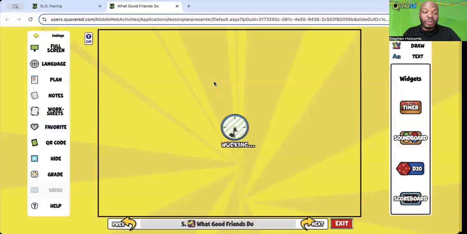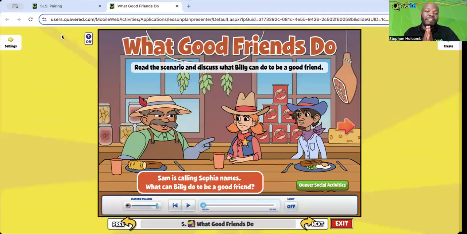Again, if you have the Quaver Ready curriculum, you can look and find this activity called What Good Friends Do. So here we have different scenarios where students can discuss what a good friend would do. So, as they're in this social learning structure of facing lines, the first scenario they'll talk through is where Sam is calling Sophia names. Now, we know that that's not a good thing. So, what can Billy here on the right hand side do to be a good friend? Now, to lighten up the atmosphere a little bit, you can also play some music in the background right here with the play button.